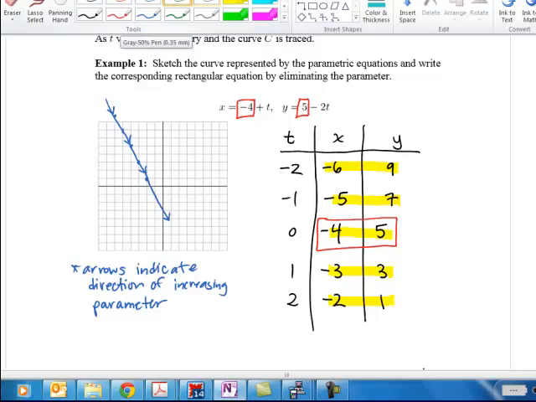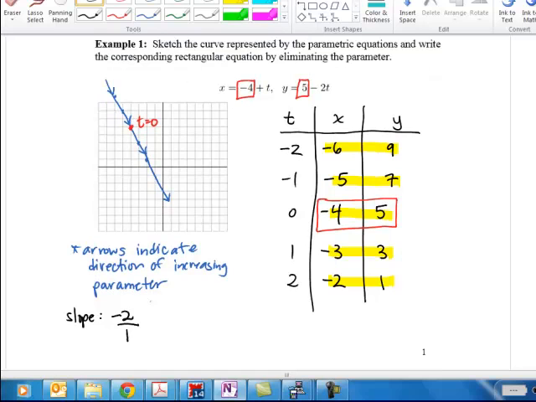Alright, so another thing we want to think about: negative 4, 5 we had was right here. That was when t equals 0. Let's also think about the slope of this line. We can see we go down 2 and right 1, so the slope is negative 2.